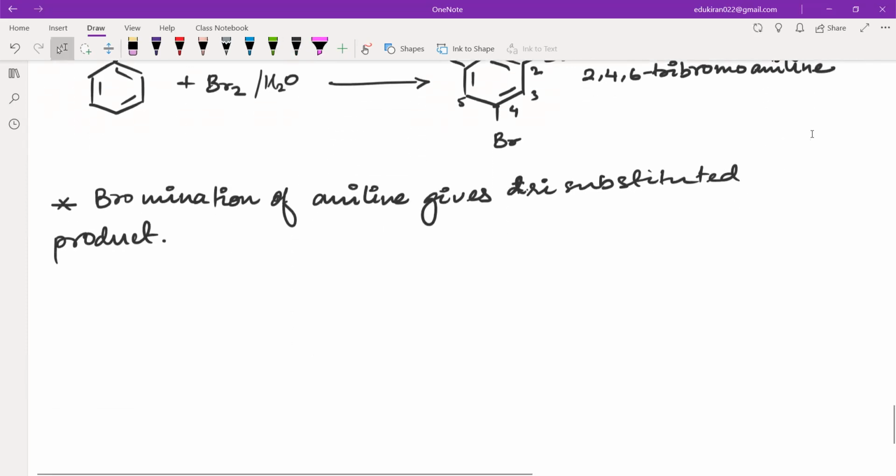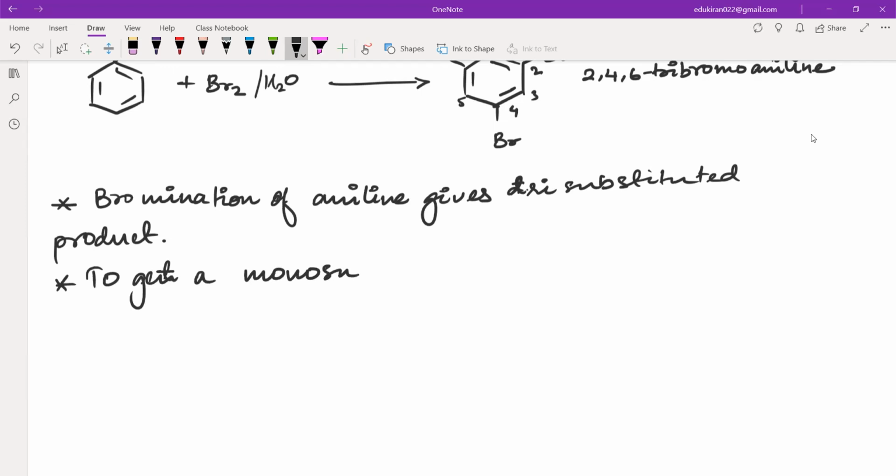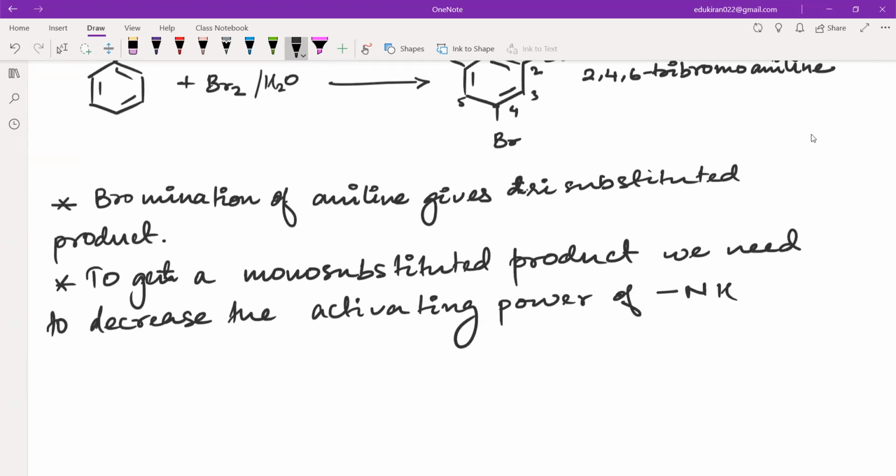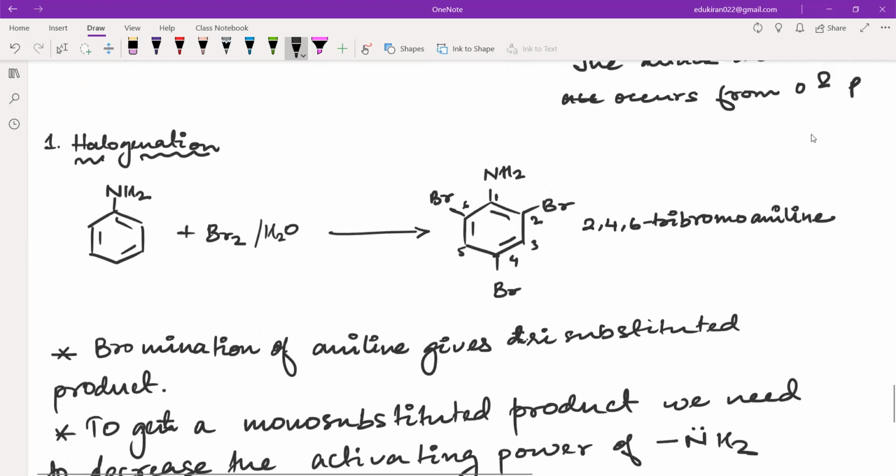Now, if I want a mono-substituted product, we need to decrease the activating power of the NH2 group. NH2 is a very strongly activating group, and that can be seen here.